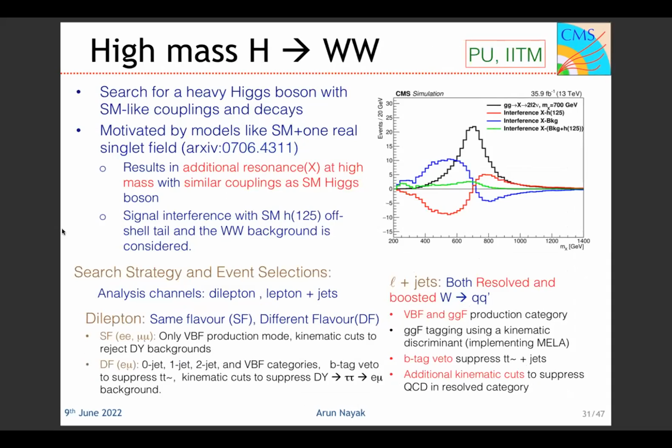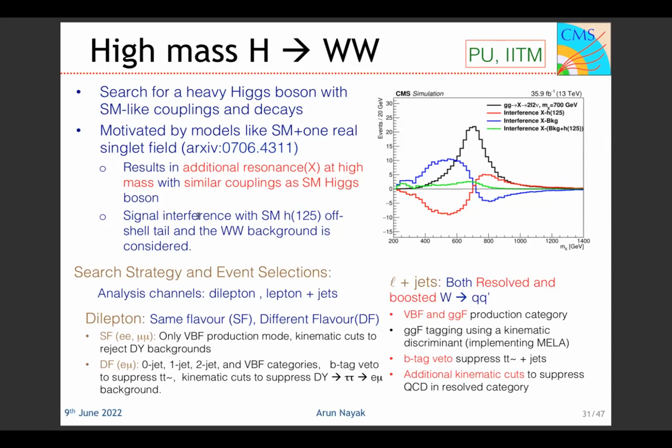Okay, so there are analyses for the high mass searches, for example high mass Higgs to WW. Here a similar assumption is made, that the couplings are standard model-like. It is motivated by models like the standard model with one real singlet field, which gives heavy Higgs bosons, which can decay to two light Higgs bosons, which can decay to WW or ZZ. This results in an additional resonance, which can decay like a standard model Higgs boson.